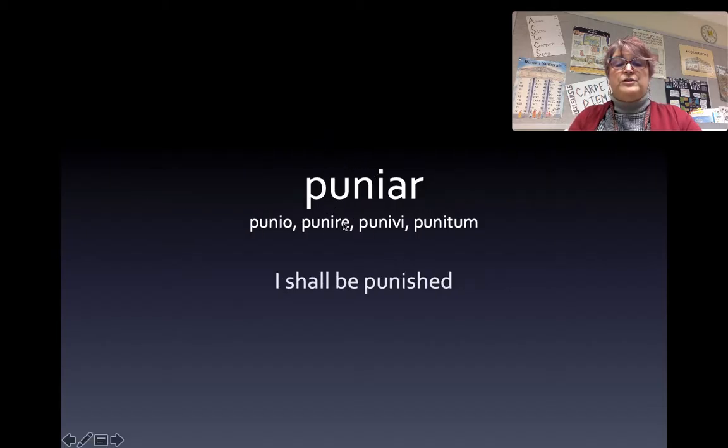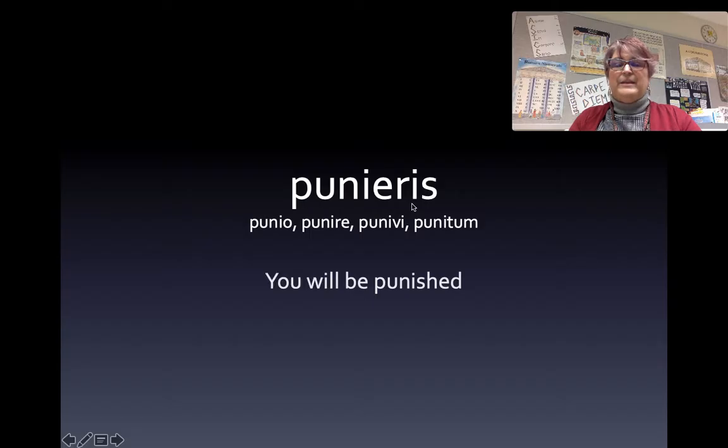Here is my fourth conjugation verb. Fourth conjugation because of the IRE. This I will make sure that I need to have an I always as a connecting vowel in this verb, especially in the future tense. So I'm going to see the base, pun, I as a connecting vowel, and then the R as the ending. Punieris, here I have the I as the connecting vowel, and then the eris as my ending.